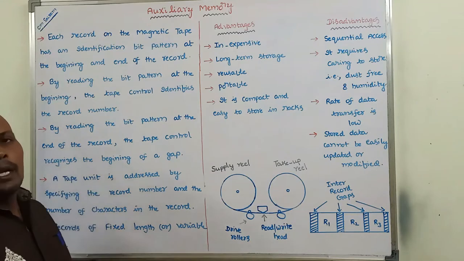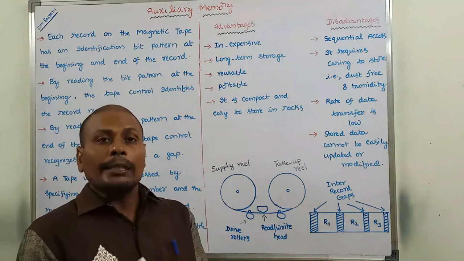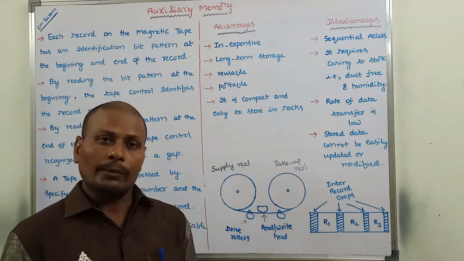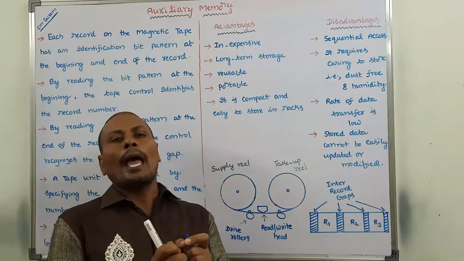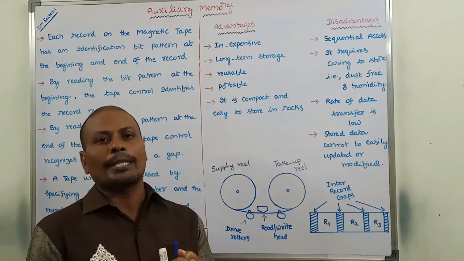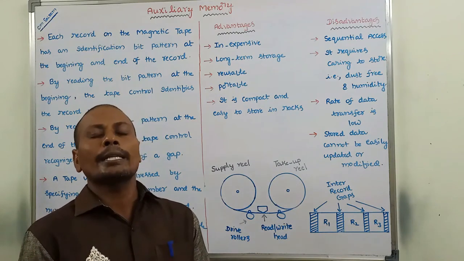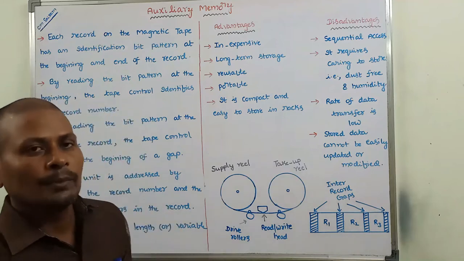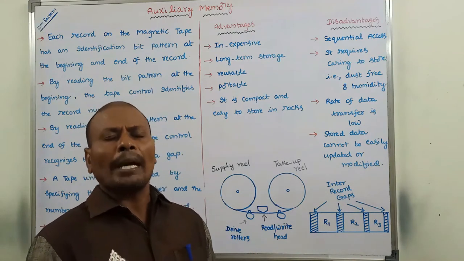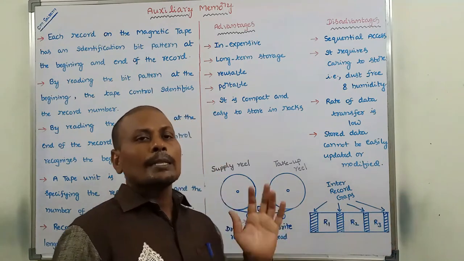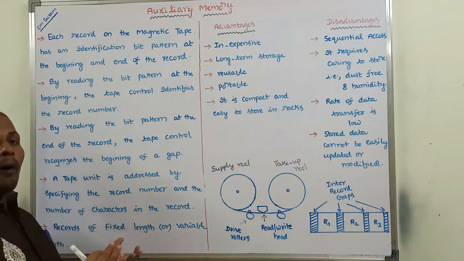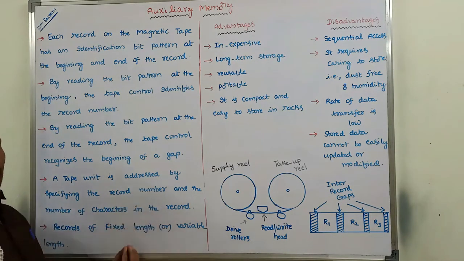Next, a magnetic tape unit can be addressed by using the record number and the number of characters within the record. So a magnetic tape can be addressed by using two points. The first one is the record number, the second one is the number of characters within the record. These records are of a fixed length or a variable length. Some magnetic tapes follow fixed length records, and some follow variable length records. Hence the records in the magnetic tape can be of fixed length or variable length.